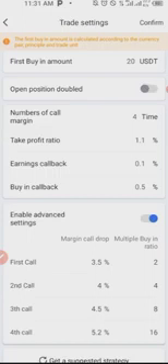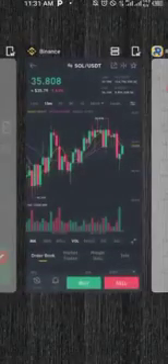Some people will be worried, like, why is my bot not trading? Why is it not trading? And what do they do? They come directly to Binance.